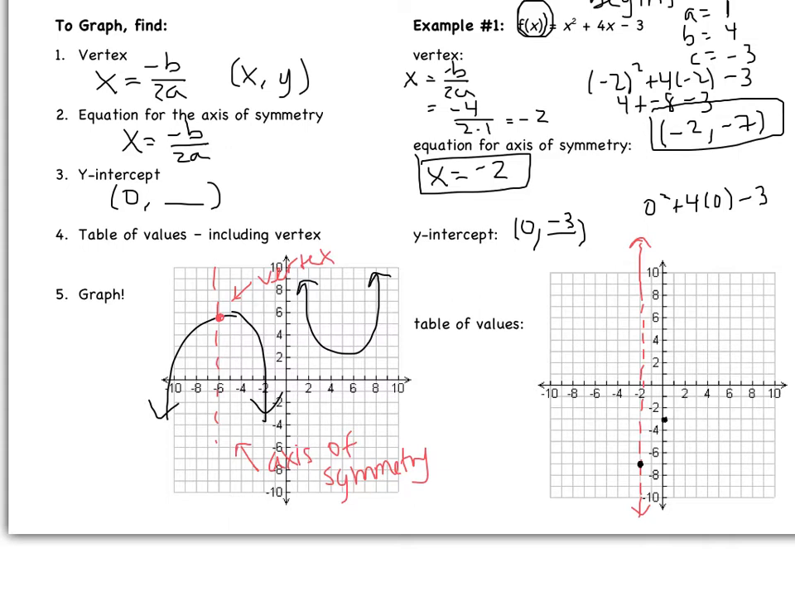One thing that we notice is if this is our vertex, the graph is going to be opening up. The reason for that is the a value. If a is positive, the graph is going to open up. If a is negative, the graph is going to open down.